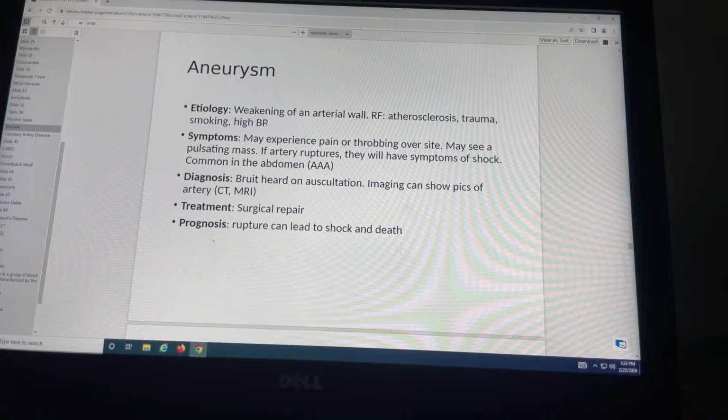And then high blood pressure, again, just like that constant pressure can cause the vessels to get weak, just like that garden hose.